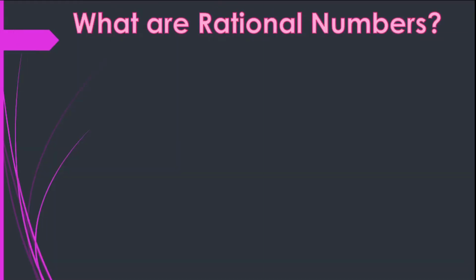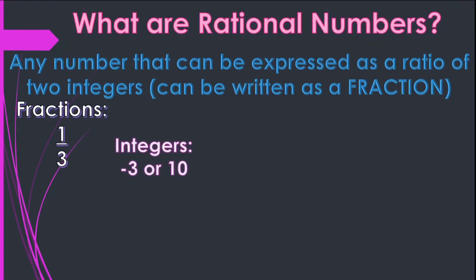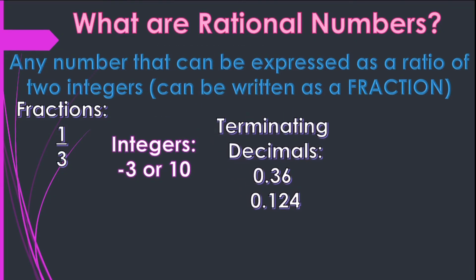What are rational numbers? Well, simply put, it's anything that can be written as a fraction. The definition is any number that can be expressed as a ratio of 2 integers. So a lot of people get confused by that. What I need you to understand, a rational number, you can write it as a fraction. Okay? Simply put. So if it's already a fraction, it's rational. Integers, those are rational numbers. Doesn't matter what the integer is. Okay, this is important to understand.